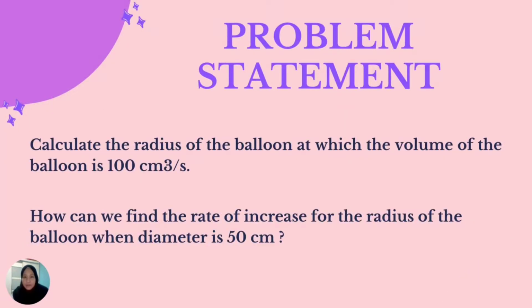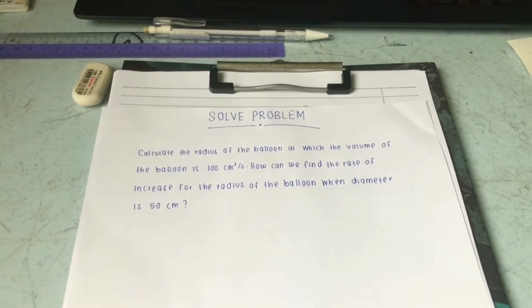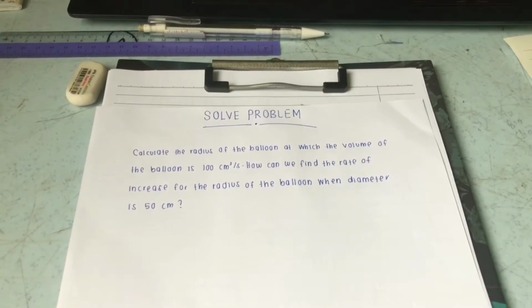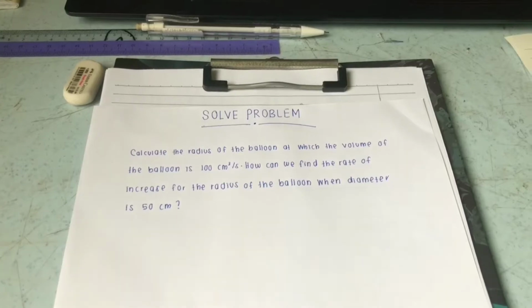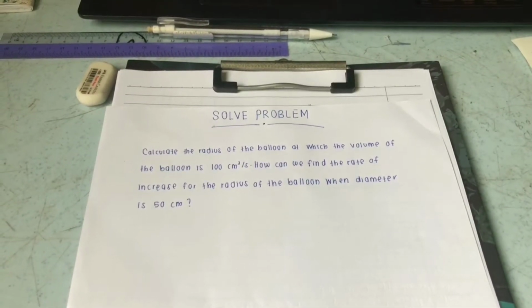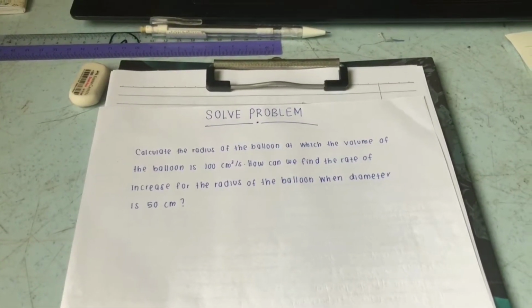Problem statement. First, calculate the radius of the balloon at which the volume of the balloon is increasing at 100 cm³ per second. Second, how can we find the rate of increase for the radius of the balloon when the diameter is 50 cm? The next step is we try to solve the problem. How can we find the rate of increase for the radius of the balloon when the diameter is 50 cm?